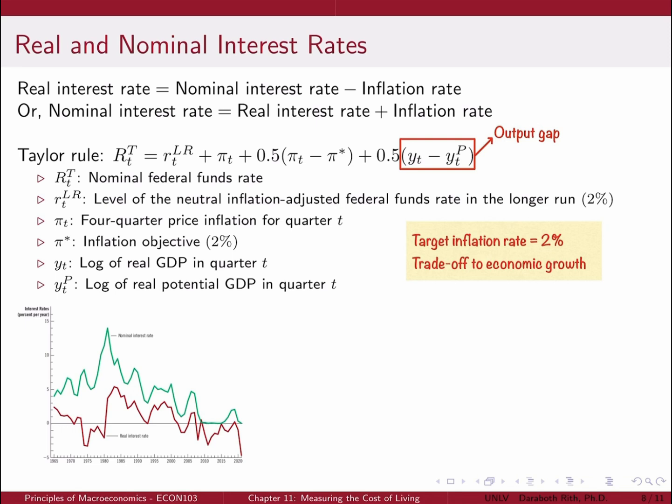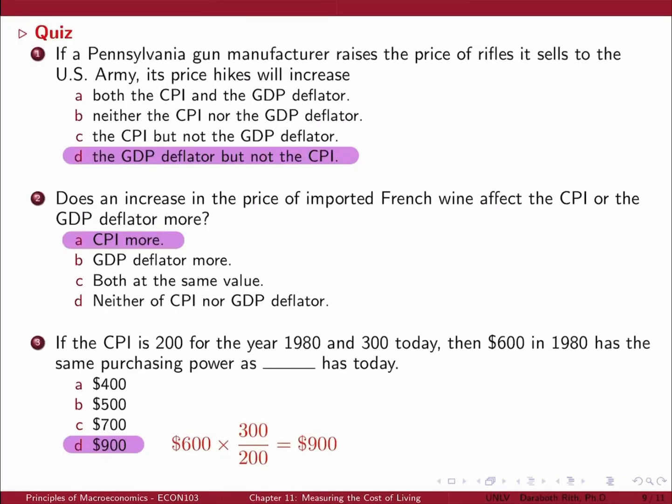In contrast, emerging economies such as China and ASEAN countries often have lower inflation targets due to the trade-off between inflation and GDP growth. The graph illustrates the trajectory of nominal and real interest rates. The difference between these two rates is attributed to the inflation rate. Time to undertake the quiz.